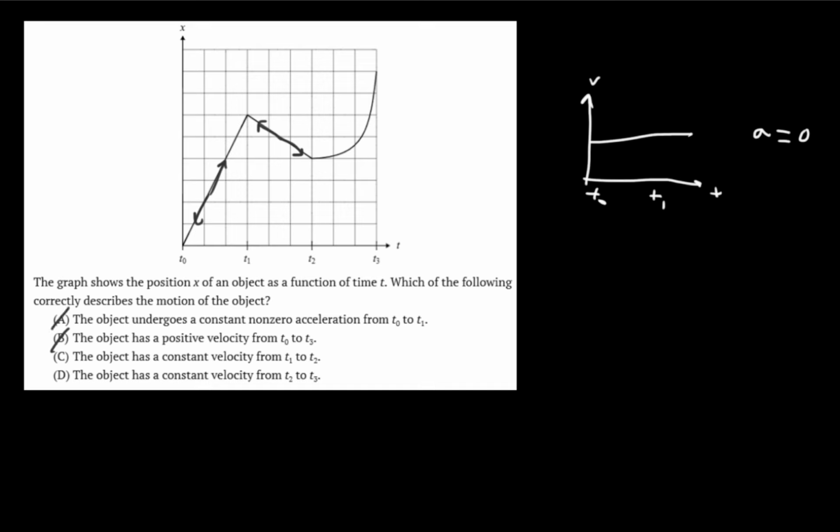Now for C, the object has a constant velocity from t1 to t2. So we see that the slope of the position versus time graph from t1 to t2 is constant, which means that the velocity is constant.